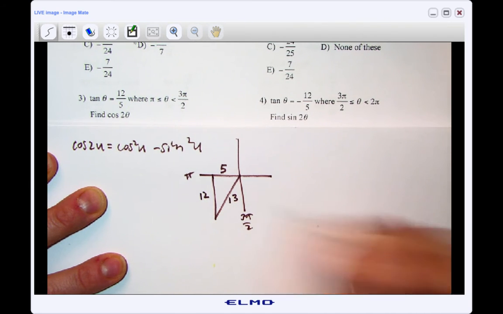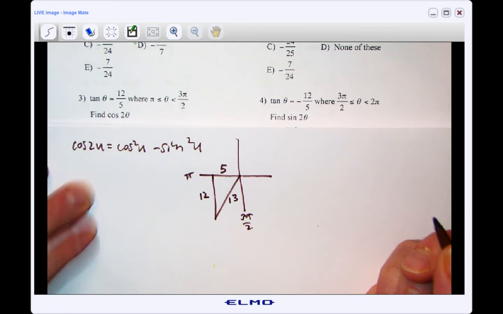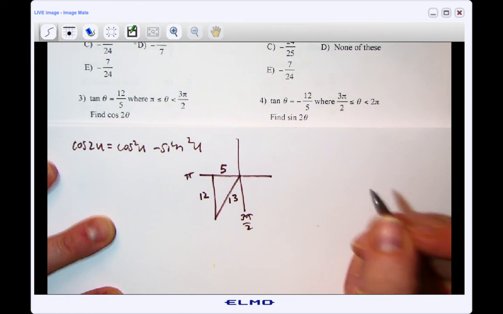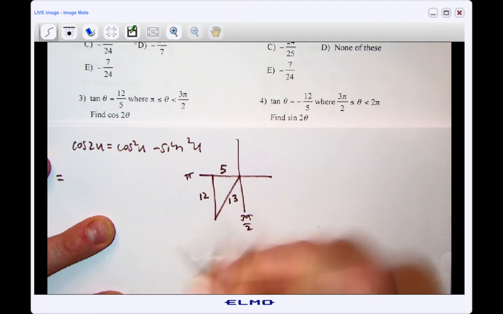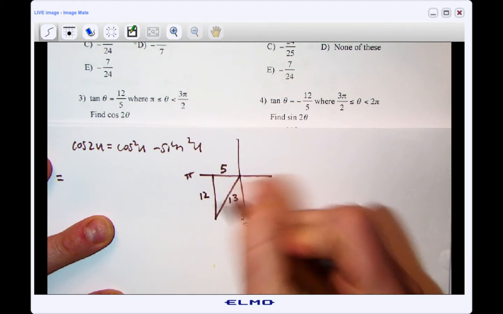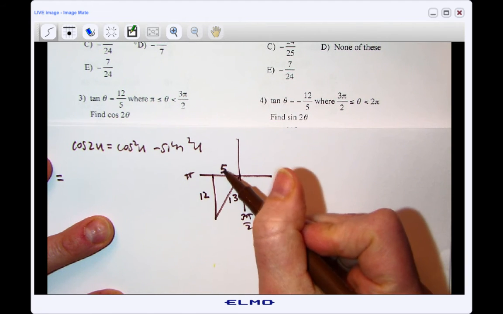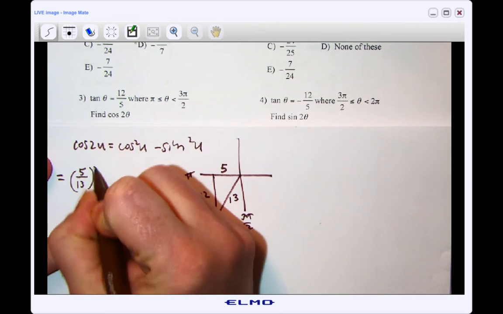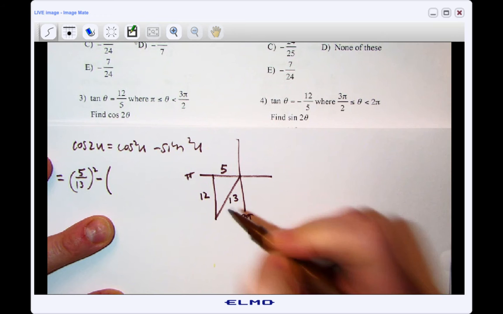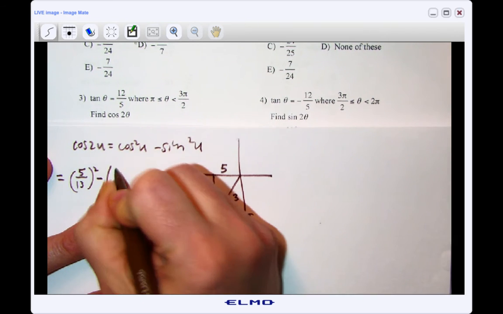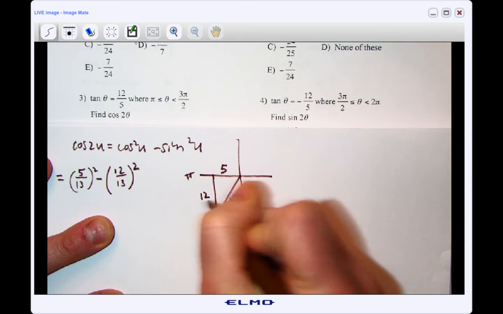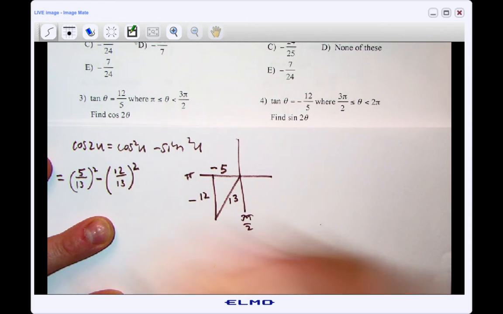Is this the same exact triangle, I think, as the last one? It's just in a different quadrant. And now I need to do the cosine squared minus the sine squared. So it's 5 over 13 squared minus 12 over 13 squared. Oh, I did it wrong, didn't I? Actually, in this case, it doesn't matter.